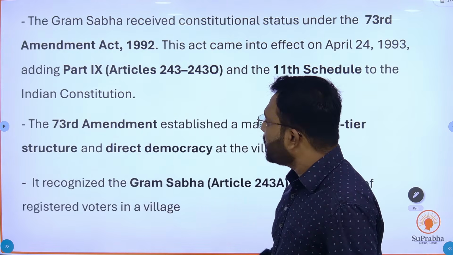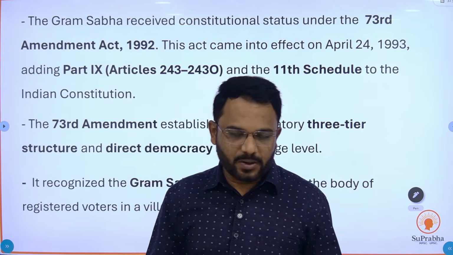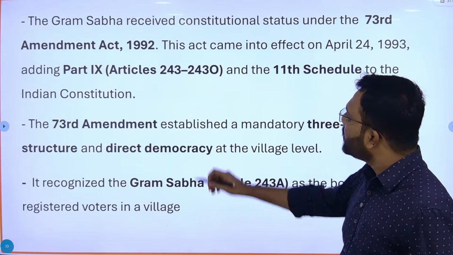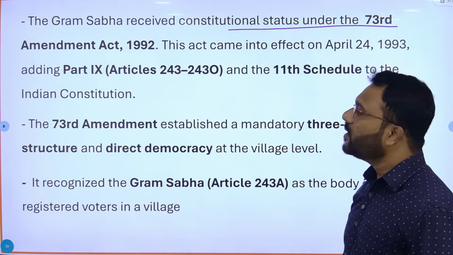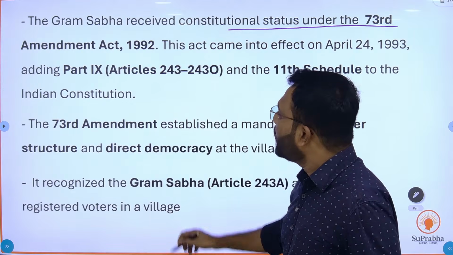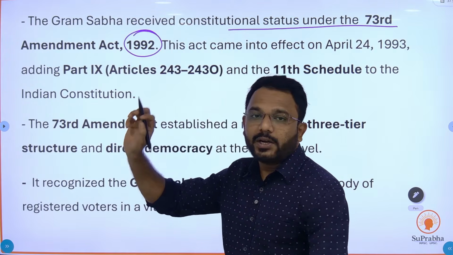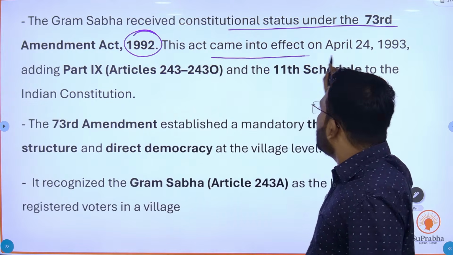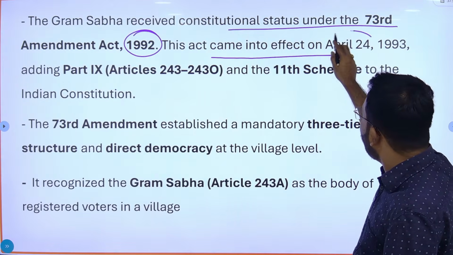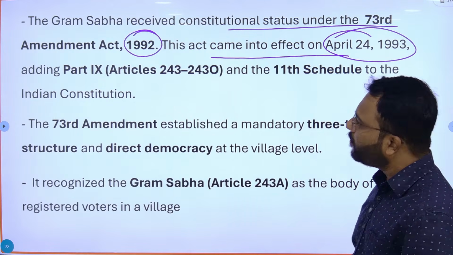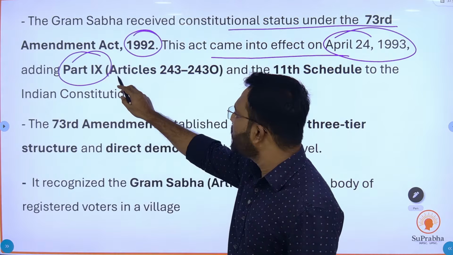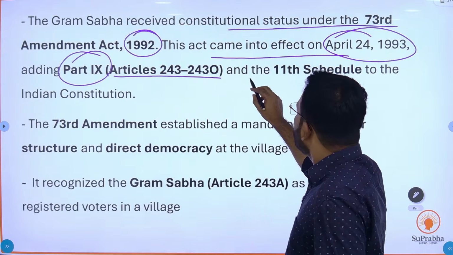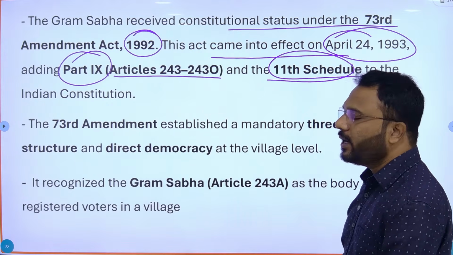Let's move on to the explanation part of this question related to the 73rd amendment. The Gram Sabha received constitutional status under the 73rd amendment of 1992. When it was passed, it was in 1992. This act came into effect on 24th April 1993, adding part 9 to the constitution and articles 243 to 243O, and the 11th schedule to the Indian constitution.